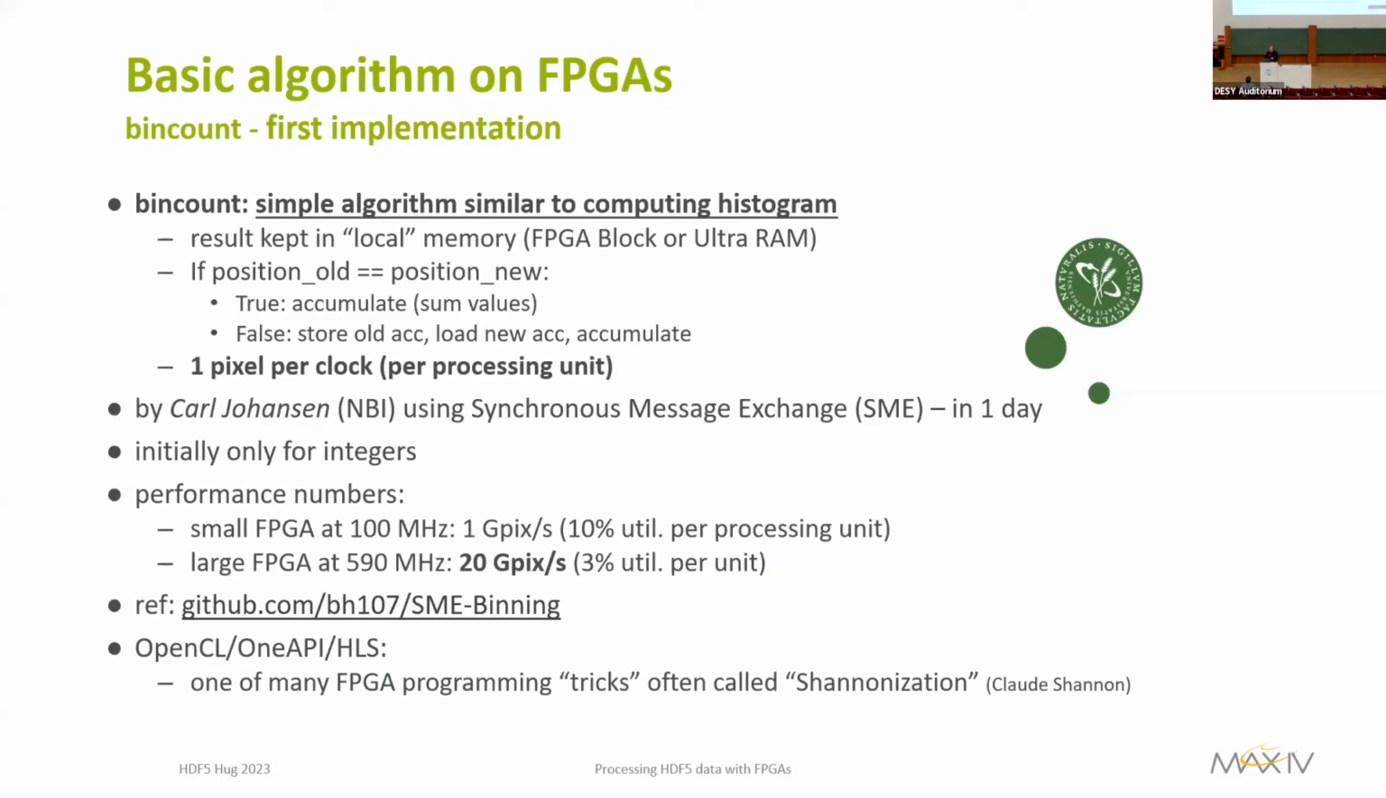Yeah, so we actually want to do bin counting or histogramming. I'm saying that's a relatively simple algorithm on FPGAs. Karl Johnson from the Niels Bohr Institute was able to implement this with synchronous message exchange in 1 day, but he did it only for integer values. We didn't have the floating point corrections, but at that time he was able to immediately reach, on a large FPGA, these expensive ones, processing rates of about 20 gigapixels per second.